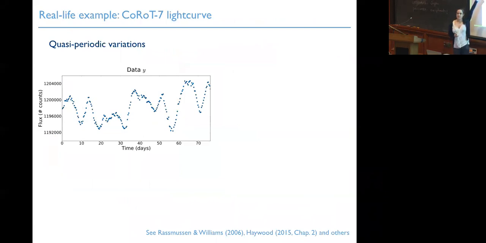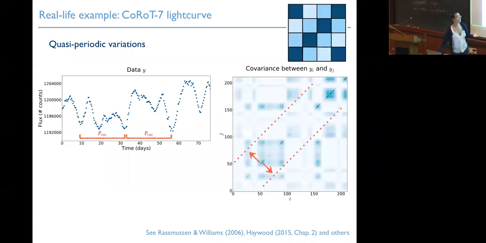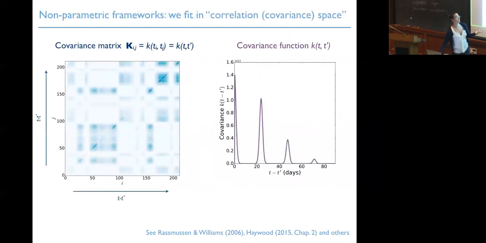You would probably need many different sine curves at many different periods to fit this. This would be really complicated, right? So instead, by fitting in correlation space effectively, we just have this one equation.